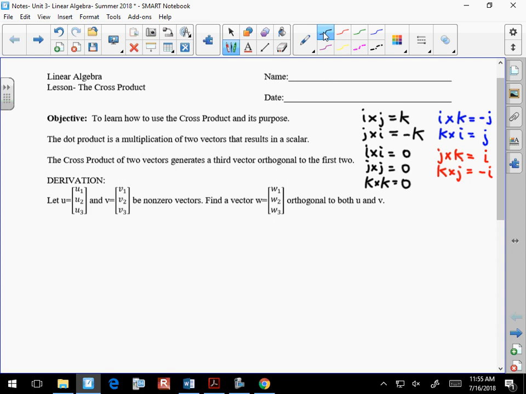We need the cross product as a result. So what we need to have is a dot product of u and v. Oh, sorry, u and w.